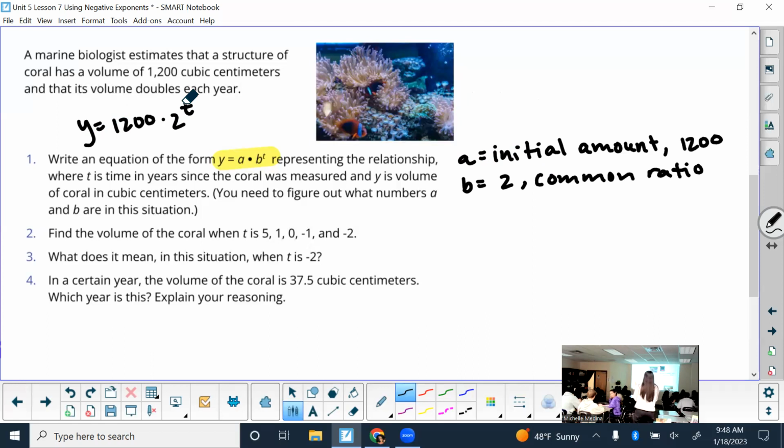So all you really have to figure out in each problem is what's my starting amount and what am I timing by each time. So there you go. Now in your groups, you're gonna find the volume of the coral when t is 5, 1, 0, -1, and -2. So I suggest making an input-output table to organize your answers. T would be my X or my Y.